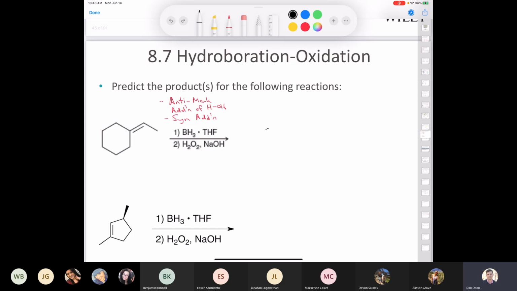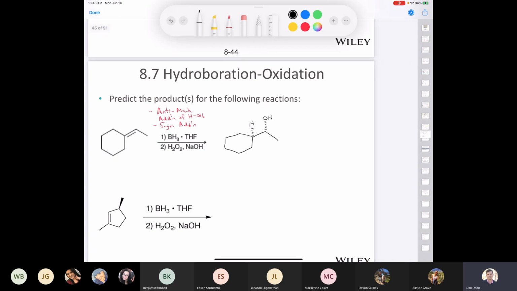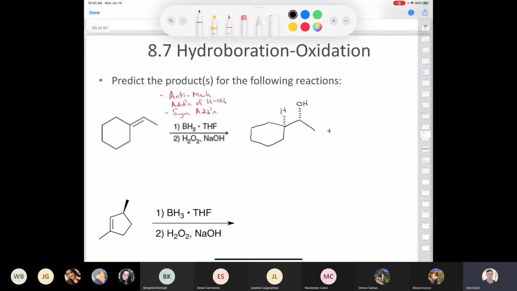Let's draw the carbon skeleton, like this. And we know that in one case, we're going to have the hydroxyl going back, and we're going to have a hydrogen going back like this. Syn addition. And then we're going to end up with another compound where the hydroxyl is coming out towards you, and this hydrogen is coming out towards you.